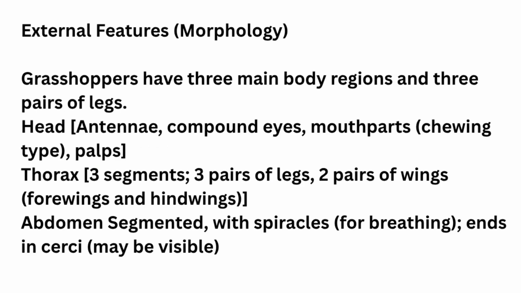Grasshoppers have 3 main body regions, if you look at the external features or morphology, just like every other insect. Okay, it has a head that is made up of the antennae, the compound eyes, the mouth parts, and it has a thorax that is made up of 3 pairs of legs and 2 pairs of wings. Okay, now we have the forewings and the hind wings as part of the 2 pairs of wings.